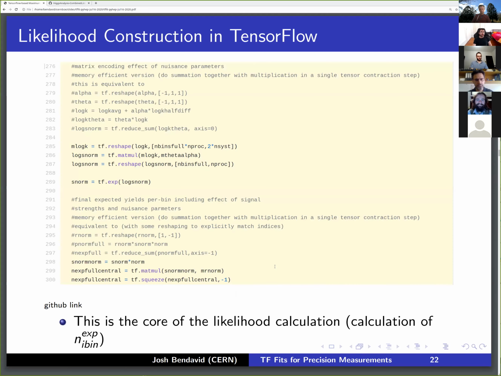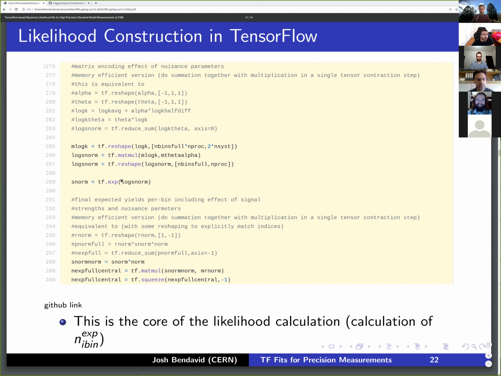So in terms of what this looks like for the dense model, the core of the likelihood calculation, the most computationally expensive part, which is the calculation of the number of expected events in each bin, summed over processes and including the shape morphing effects of every single nuisance parameter, is just this. It's these 2 matrix multiply operations with an exponentiation in between to convert the systematic uncertainty effects from the log space into the linear space. So it's a matrix multiplication, an exponentiation, and another matrix multiplication.